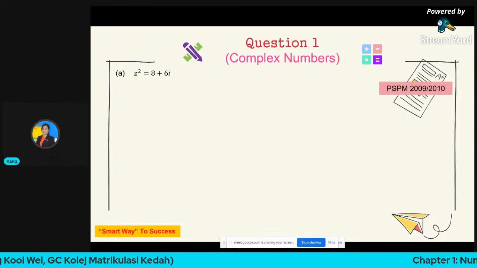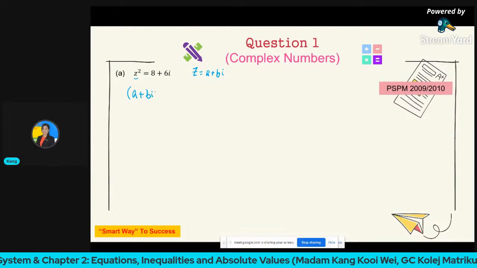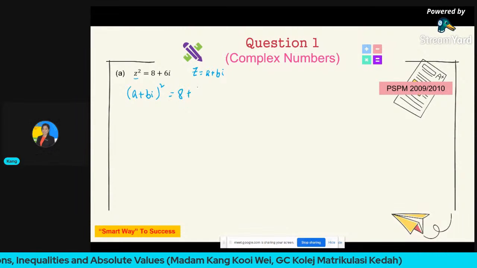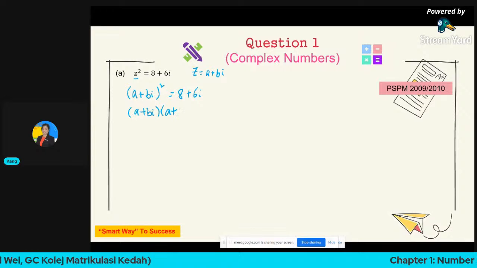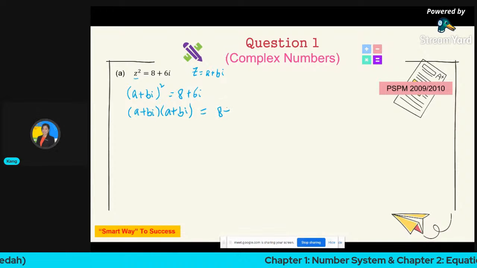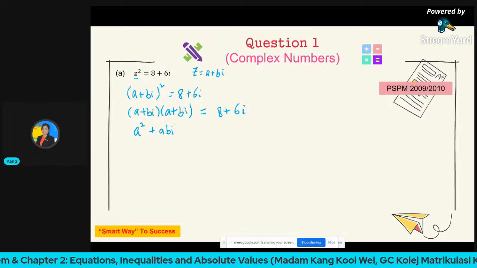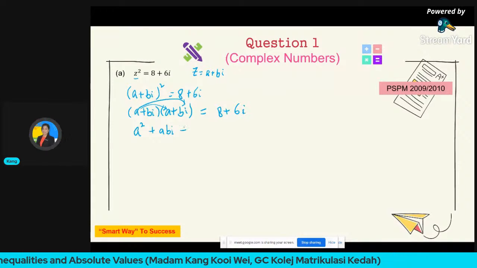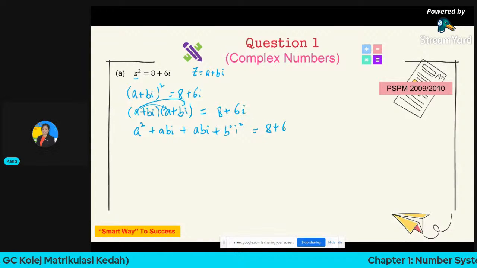let us try together. Madam will show you the solution. Given z equals a plus bi, we substitute a plus bi into this z. (a plus bi) all squared equals 8 plus 6i. Then (a plus bi) all squared is a quadratic expansion. For those who are not able to do the quadratic expansion, you just write down two brackets, then expand it slowly. You get a squared plus abi, plus abi, plus b squared i squared equals 8 plus 6i.